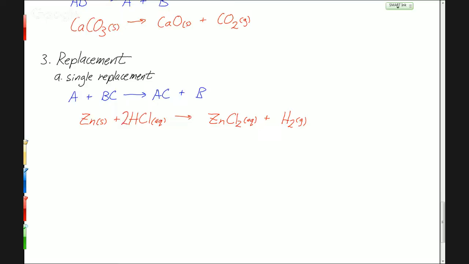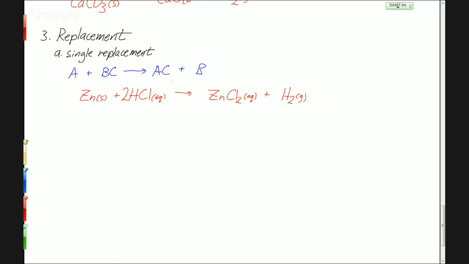This is not balanced, so we have to do that. So notice how the zinc is by itself and the H is with the Cl. Then the zinc goes with the Cl and the H goes off by itself. So that's what we would call single replacement. And then the other part, and we're going to do that one too.